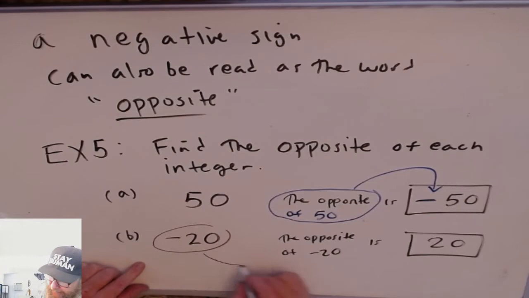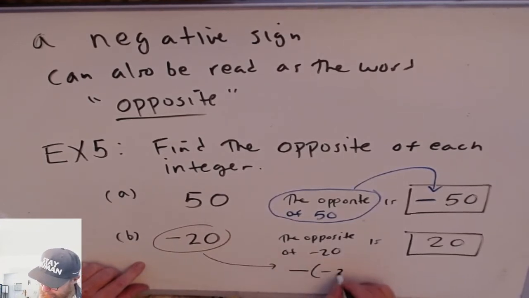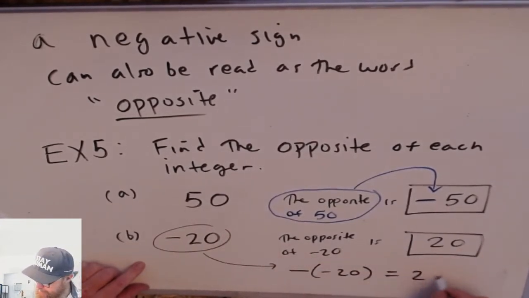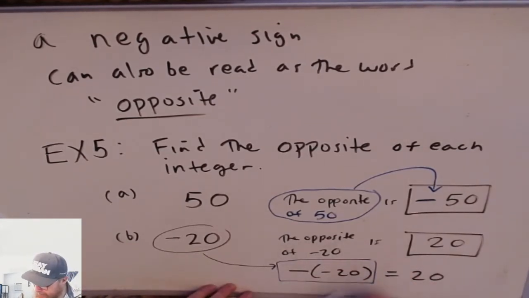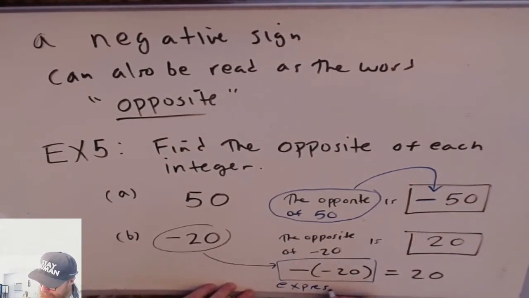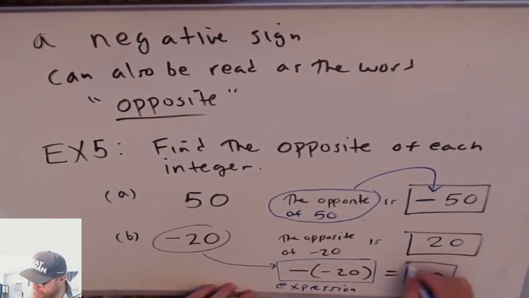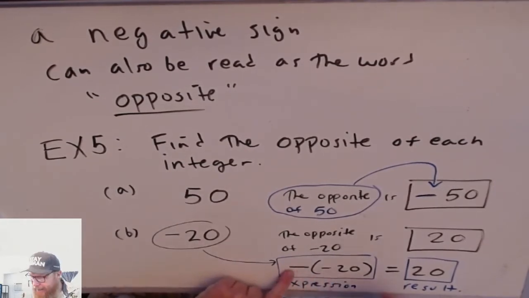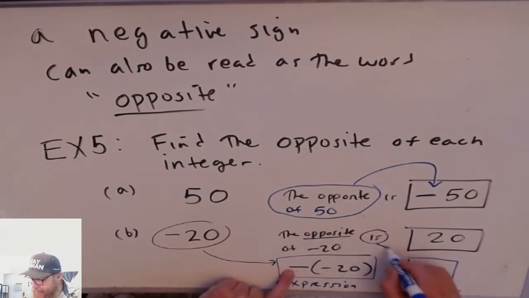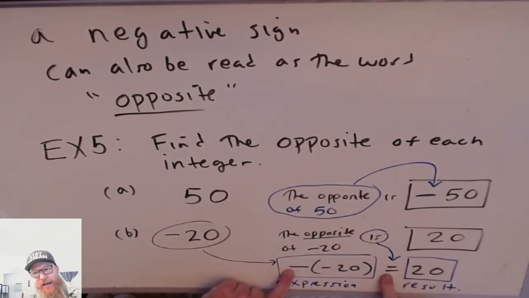Sometimes we write it like this. So this is the expression, and this is the result. So I say, the opposite of -20. The opposite of -20 is the equal sign. So this reads, the opposite of -20 is 20.